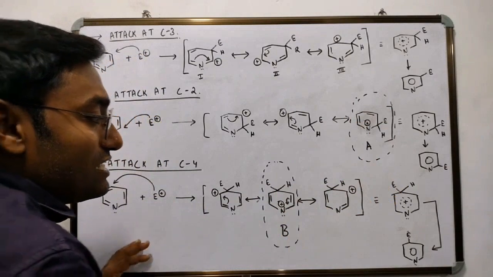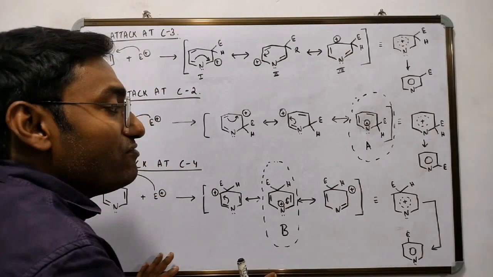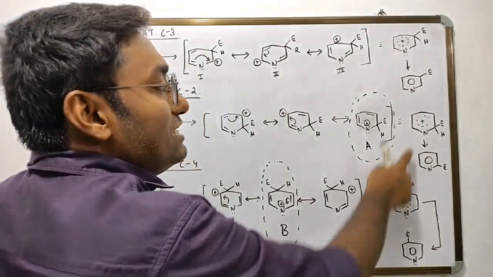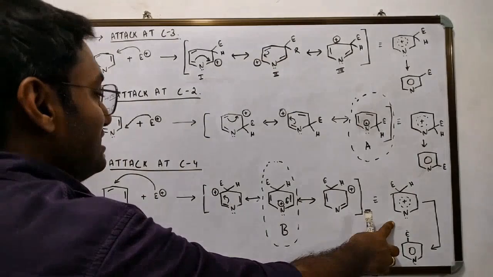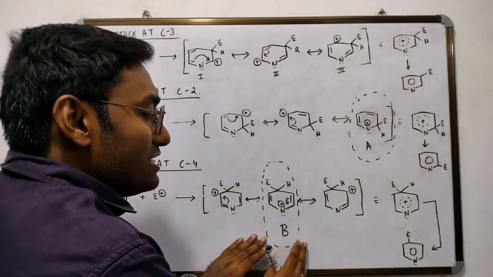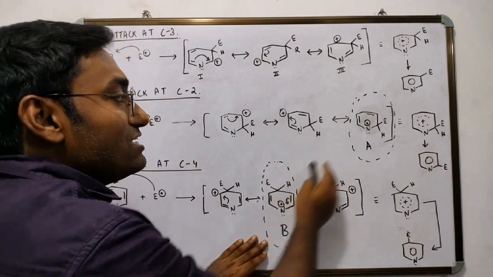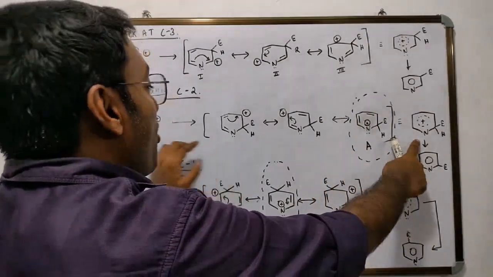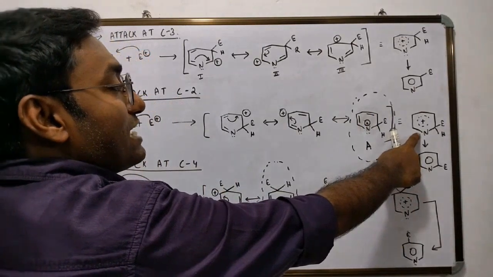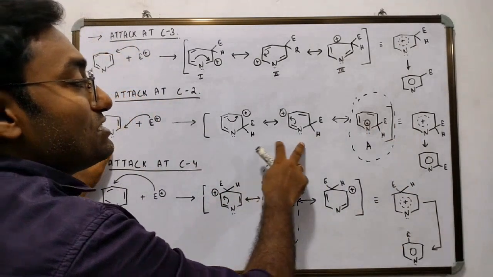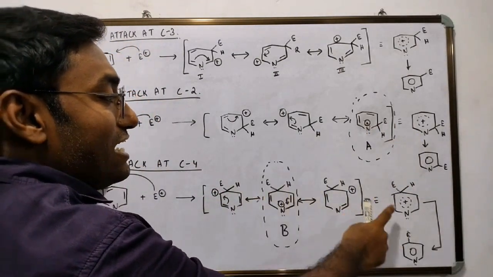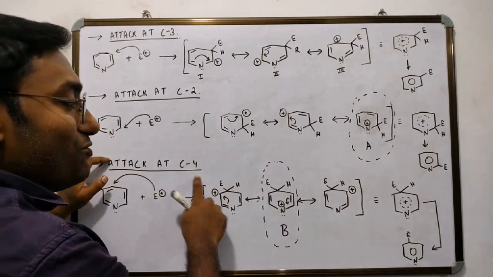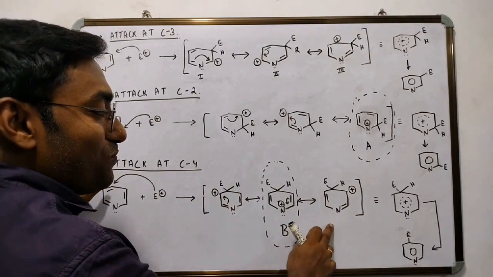It is for this reason that structure A and structure B have minimum contribution towards the resonance hybrid structure of the intermediate cation formed for attack at C2 and C4. Such is their contribution that it is regarded as nil. That is to say that the resonance hybrid of the intermediate cation for attack at C2 is a resonance hybrid structure of these two, and the resonance hybrid structure for the intermediate cation by attack at C4 is a resonance hybrid structure of these two.